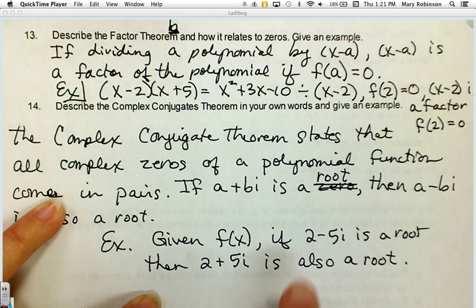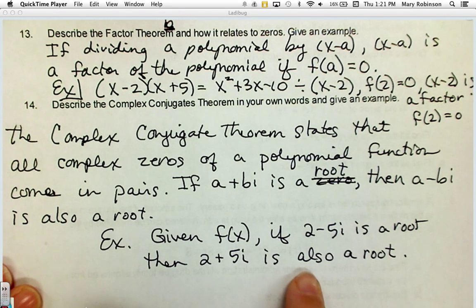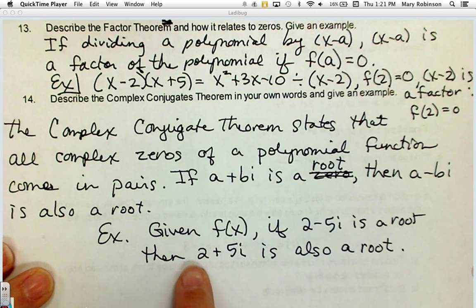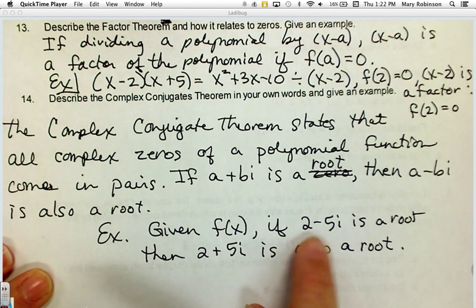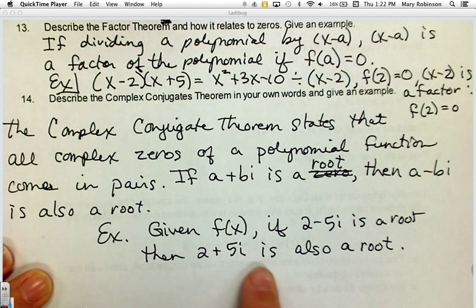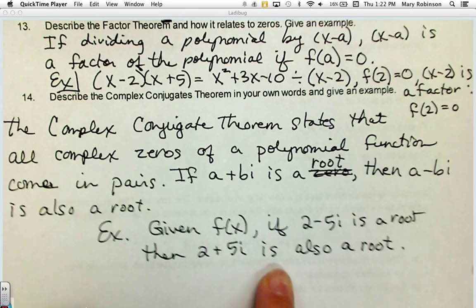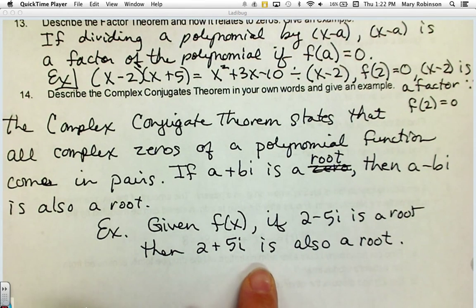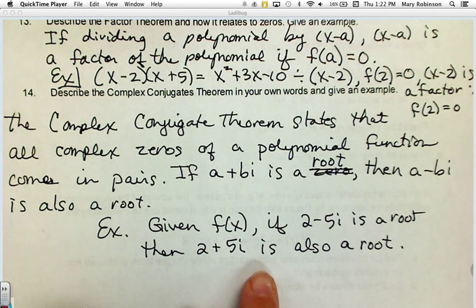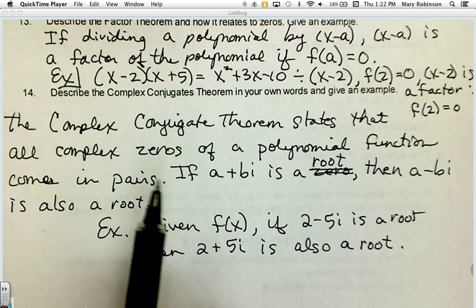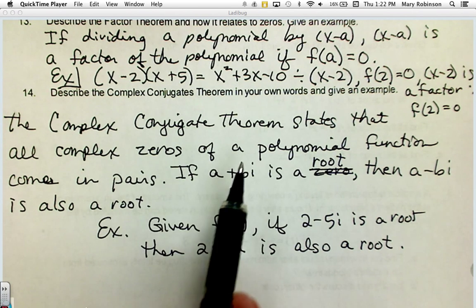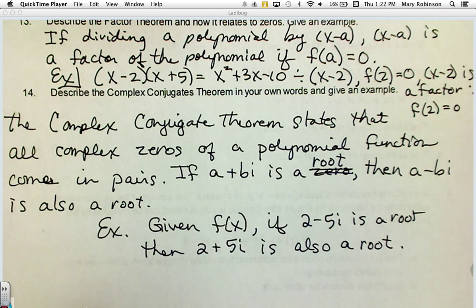Okay, so same here. I'm going to say given a function, if 2 minus 5i is a root, then 2 plus 5i is also a root. The complex conjugate theorem does not state that every complex number has a conjugate. It deals directly with understanding complex zeros of a polynomial function and how they come in pairs.